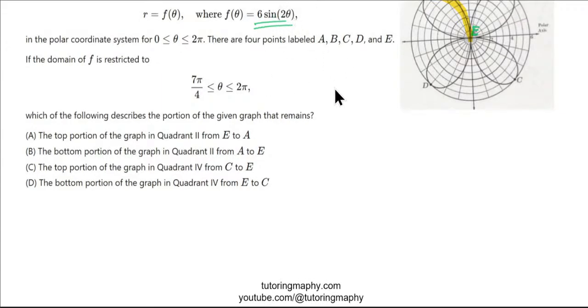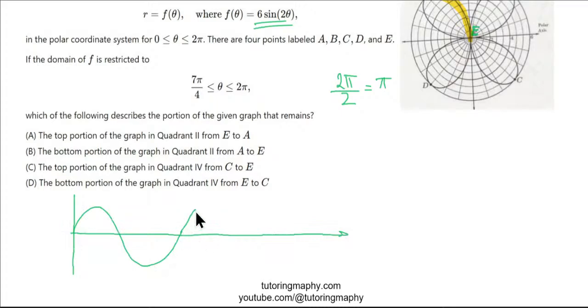What is the period of sine 2 theta? It will be 2 pi over the coefficient of theta, which is just 2. So it's 2 pi over 2, that is going to be the period, which is just pi over here. And the sine is the usual sine curve, right? No horizontal or vertical translation. So the sine curve is going to just look like this.